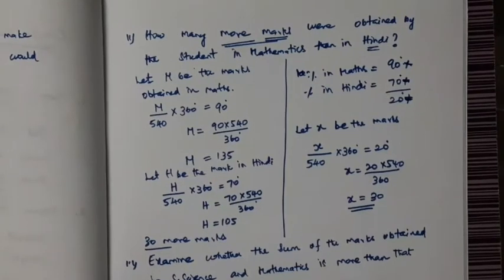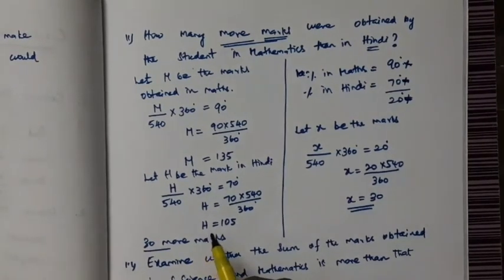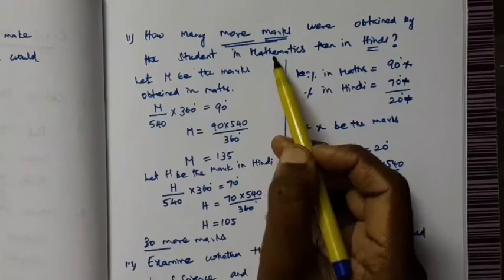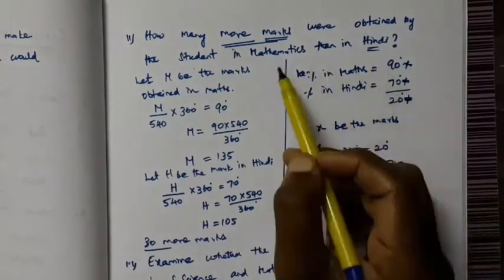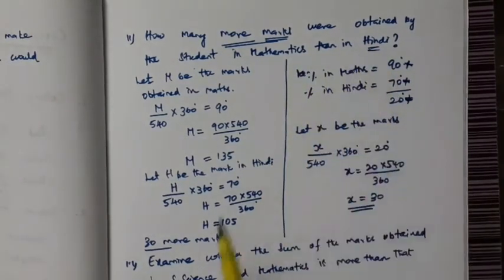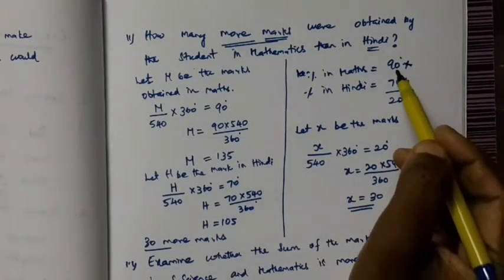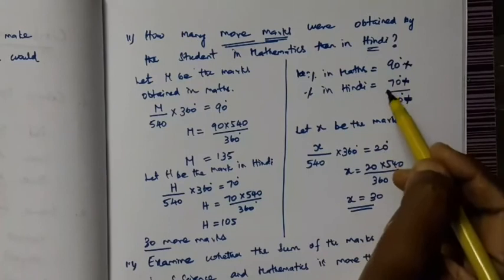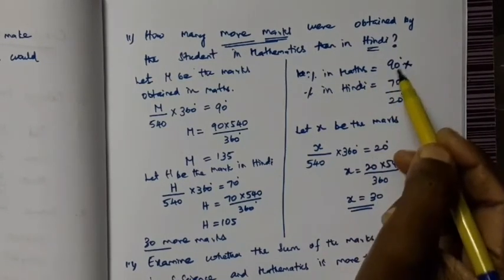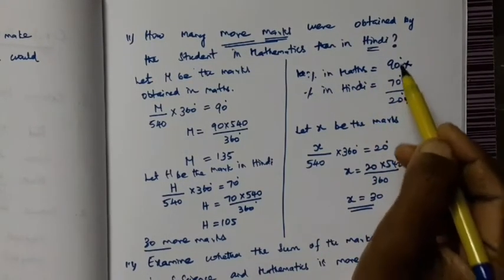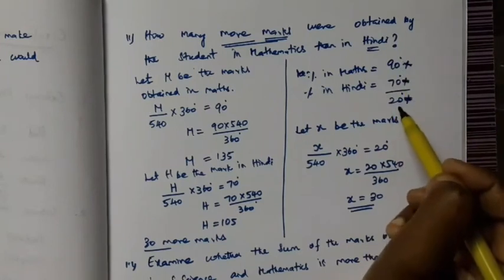Okay, this is another way of doing it. The first way, we can find the marks obtained in Maths and the marks obtained in Hindi, then subtract to find the difference. The second way, from the given angles, you find the difference in angles. So Maths is 90 degrees and Hindi is 70 degrees. If you subtract, you get 20 degrees.